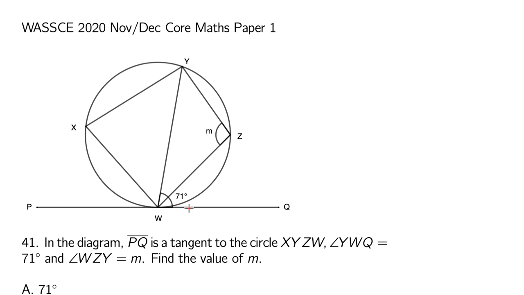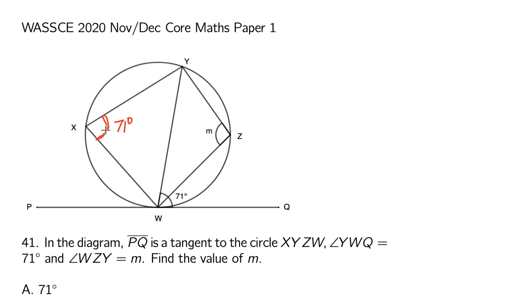Well, one thing we can notice is that this angle made with this tangent is going to be equal to this angle by the alternate segment theorem, which says that if you have a chord making an angle with a tangent, then that angle it makes is going to be equal to the angle made by that chord in the alternate segment. So this angle is 71 degrees.